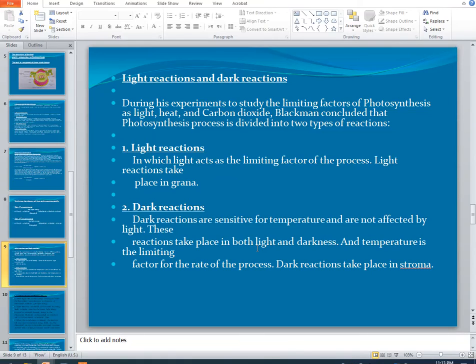These reactions also take place in light and darkness, and temperature here is the limiting factor for the rate of the process. The dark reaction takes place in the stroma.